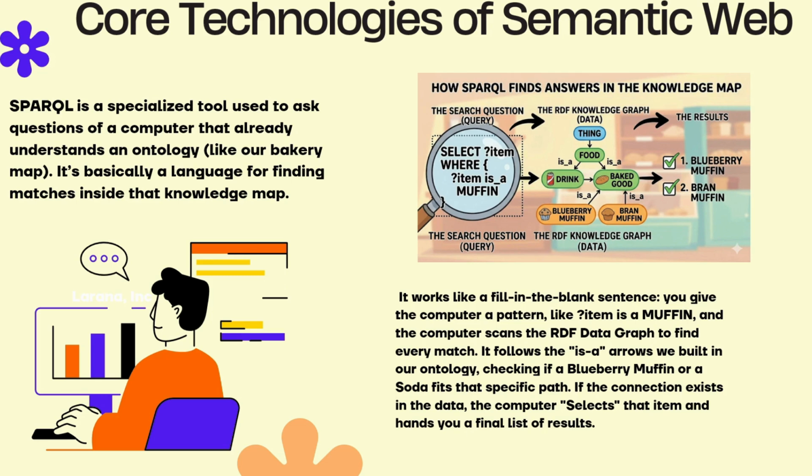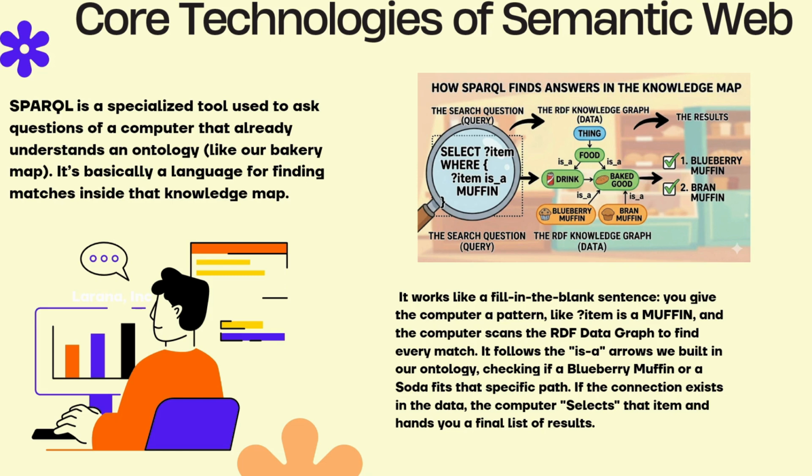So look at the example on the slide. The query is asking me to find every item in the knowledge graph that is a type of muffin. The system then scans the entire RDF graph, follows the is-a relationships defined by the OWL ontology, and returns every match. So in this case, it finds blueberry muffin and bran muffin because both of them have that is-a connection leading back to muffin.